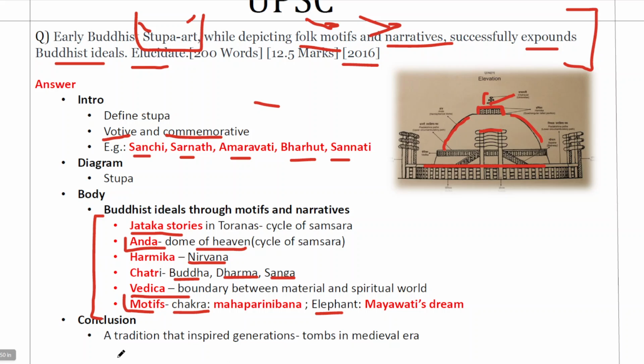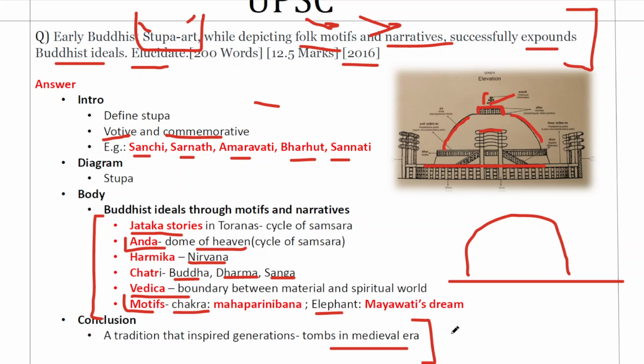Now we'll conclude by saying that stupas were not an original Buddhist invention. It was something inspired through generations. Before Buddhism as well, you have this culture of tombs and commemorative stupas. Even after Buddhism, you have this culture of tombs. For example, in the medieval era, you have tombs like Humayun's Tomb and the Taj Mahal. This is a culture that has precedents as well as successors. In fact, UPSC has asked in prelims whether the stupa is an original Buddhist innovation or not. So we'll conclude on that note. That's the answer. Thank you for listening.